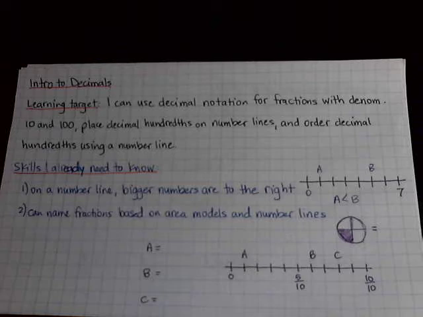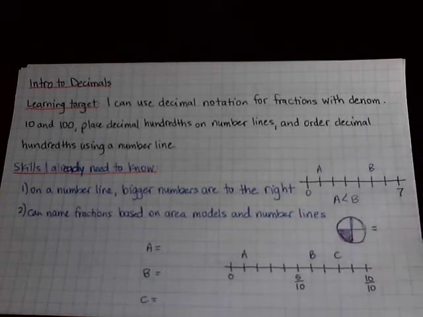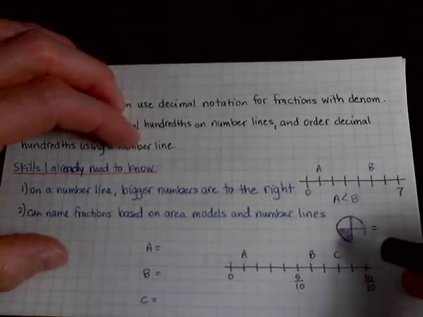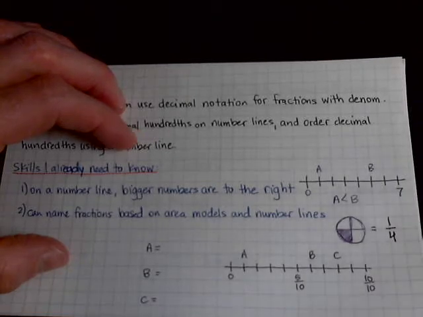The second skill that you need to know is that you can name fractions based on area models. So we see something like this. We see a circle that's been divided up into 4 different sections, and one of the sections is colored in, and so I can say that it's 1/4.